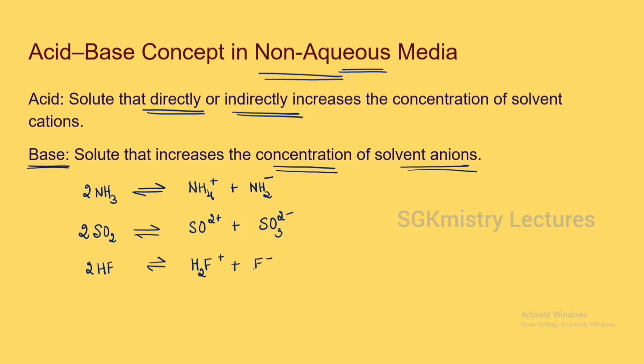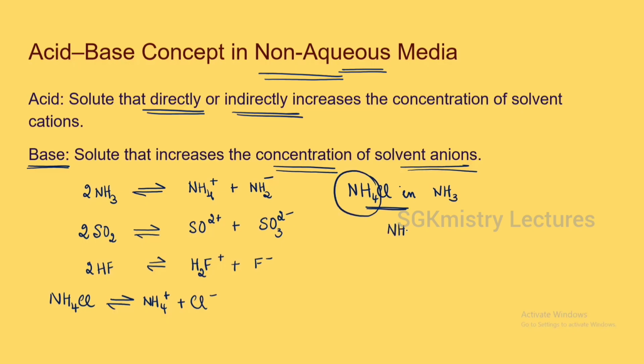Now, let us take the example of ammonium chloride, NH4Cl. Let us try to understand its behavior. Ammonium chloride forms NH4+ ions as well as Cl- ions in solution, right? Now it furnishes NH4+ ions. Suppose you're taking NH4Cl in ammonia solution. Here we know that the NH4+ ions are formed, so this increases the cations, right?